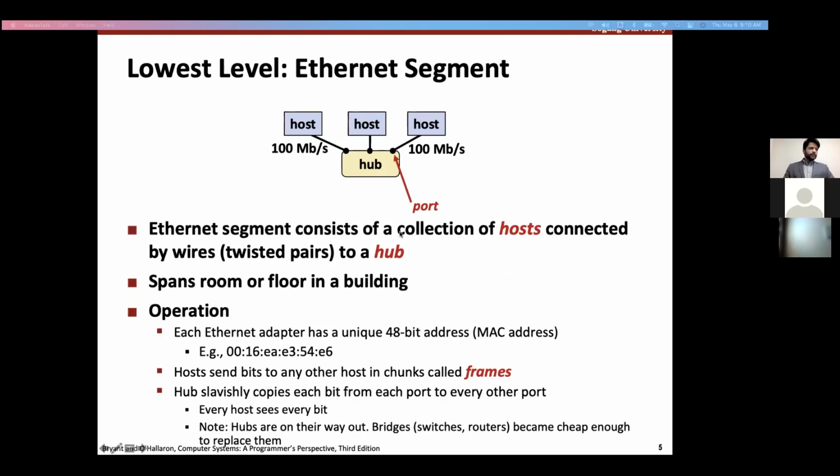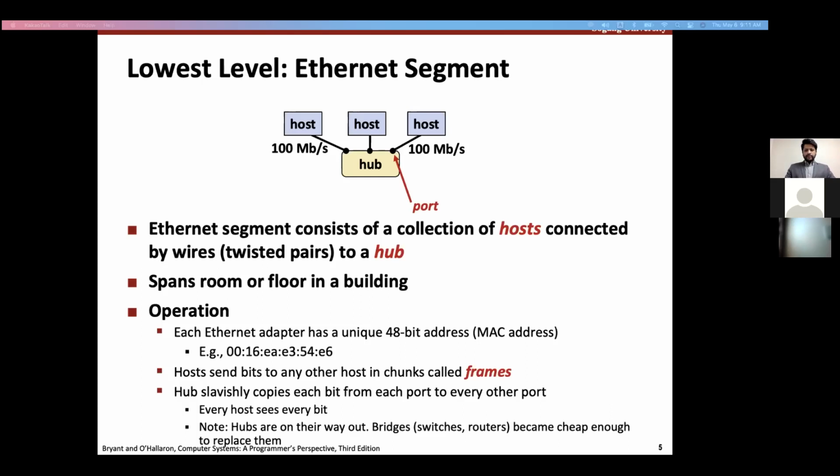At the lowest level of this internet, in the host machine, we have the Ethernet segment. An Ethernet segment consists of some wires, usually twisted pairs of wires, and a small box called a hub, as you can see in the figure above. We have a hub, and there are multiple hosts connecting to this hub.